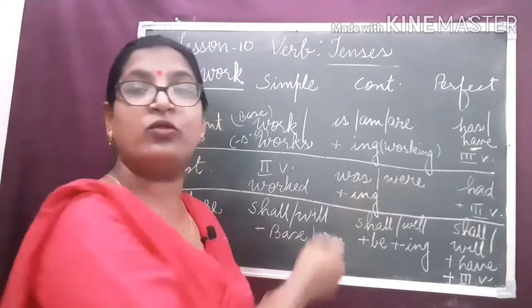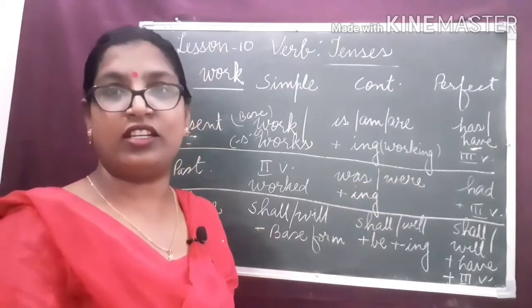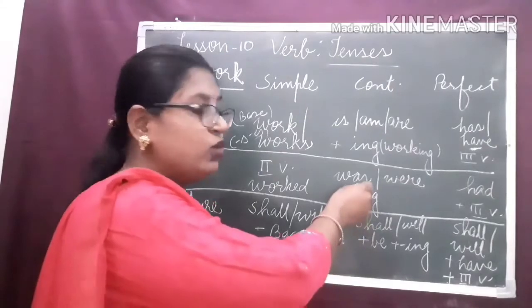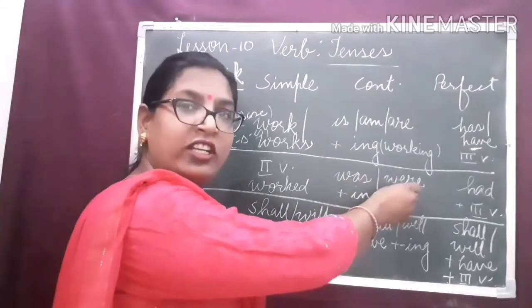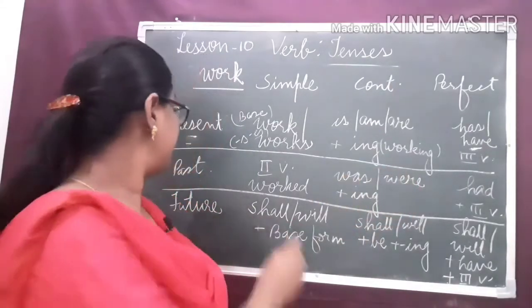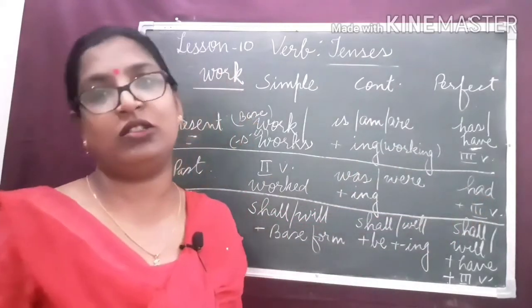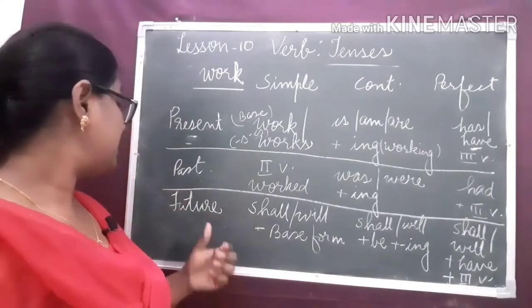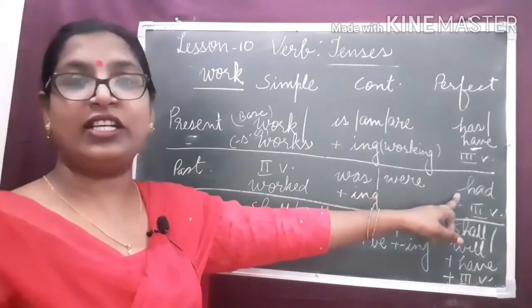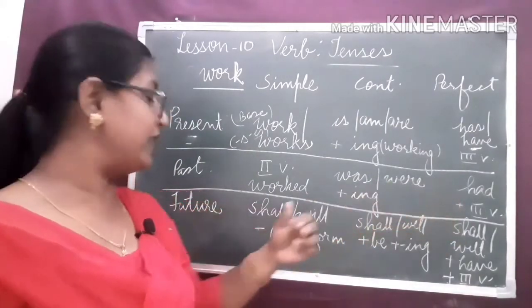Was or were we use according to the subject. If the subject is singular in number, we use was. If the subject is plural in number, we use were. And in past perfect tense, we use the helping verb had plus third form of the verb. Had we use whether the subject is singular or plural in both the cases.